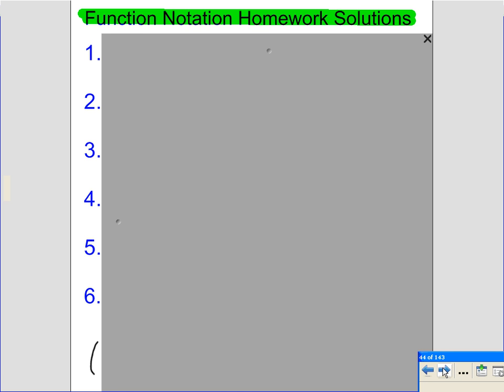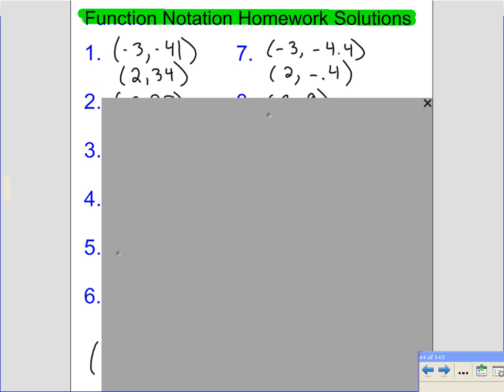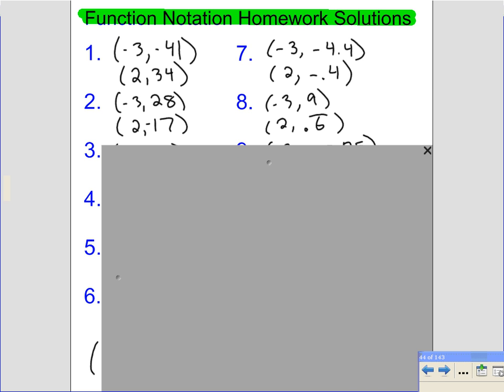Okay, Kevin, what's your ordered pair for number 1? Negative 3, negative 41. Yes, and then number 2. 2, 34. Yes. Maddie, number 2. Negative 28, 2, negative 6. Yes. Number 3, you don't have your stuff. Brianna, number 3.